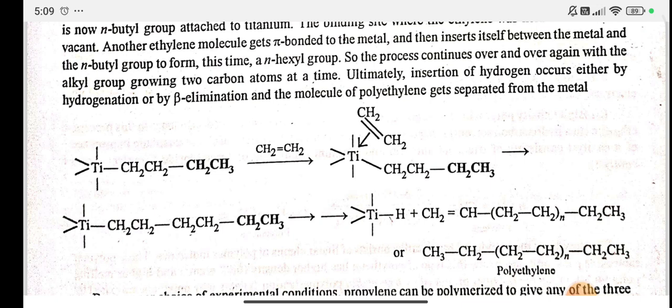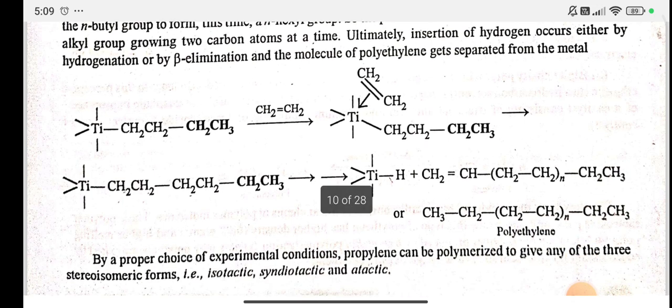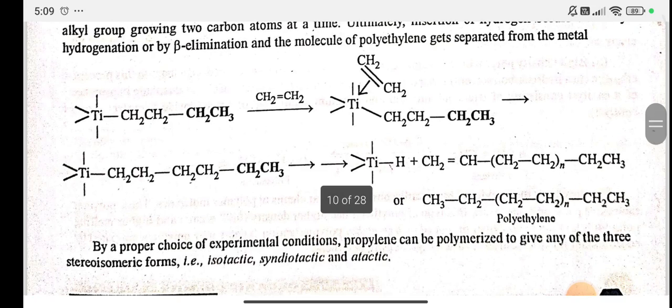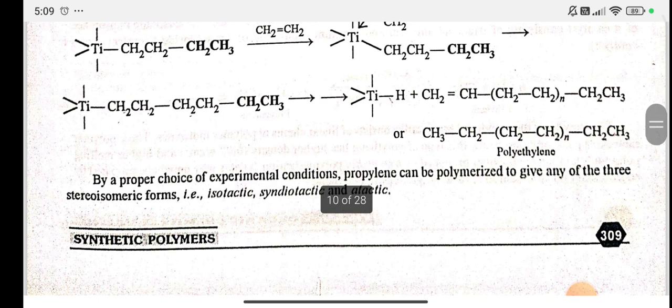Ultimately, the insertion of hydrogen occurs either by hydrogenation or by beta elimination, and the molecule polyethylene gets separated from the metal. By proper choice of experimental condition, propylene can be polymerized to give any of the three stereoisomers: isotactic, syndiotactic, and atactic.